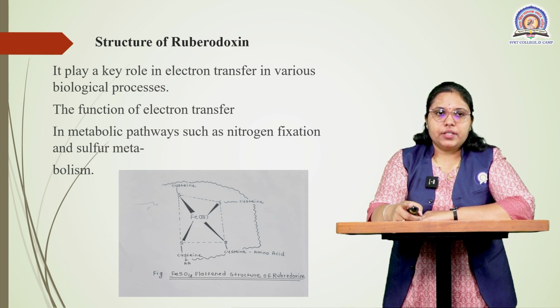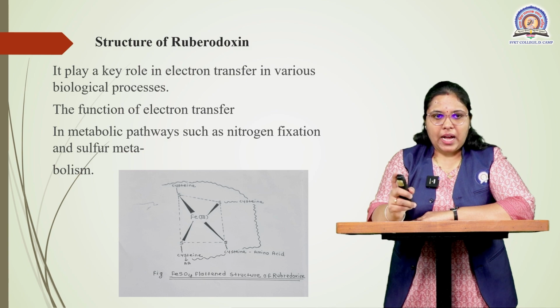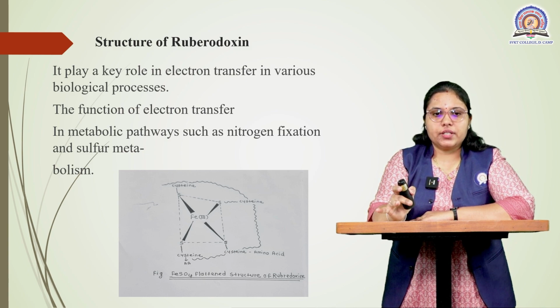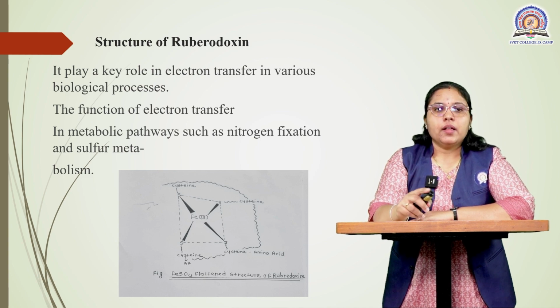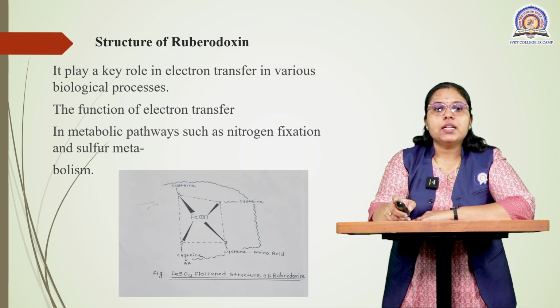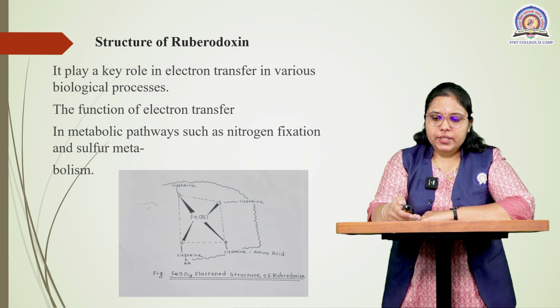In this structure we see the iron is present in the center in the +3 oxidation state and 4 sulfur atoms are present around it. Then it plays a key role in electron transfer in various biological processes. The function is electron transfer in metabolic pathways such as nitrogen fixation and sulfur metabolism.